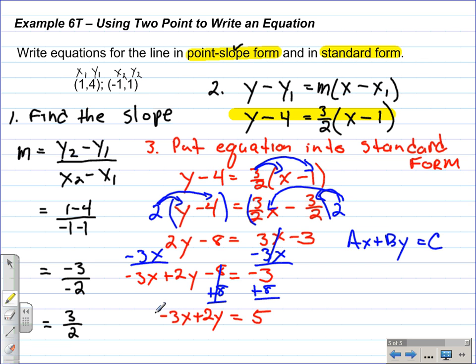This needs to be a positive for it to be in standard form truly. And the way I've taught it in my classes this year is we need to divide both sides by a negative 1. What that does is change the signs, so our final answer is: negative 3x divided by a negative 1 is 3x. A positive 2y divided by a negative 1 gives a minus 2y. And a positive 5 divided by a negative 1 gives a negative 5.